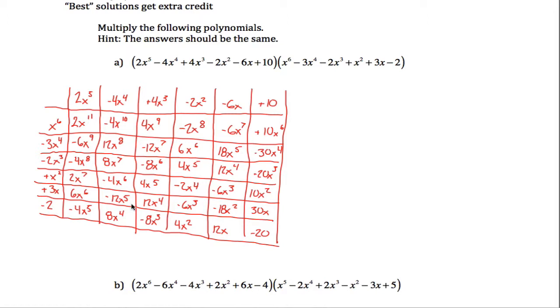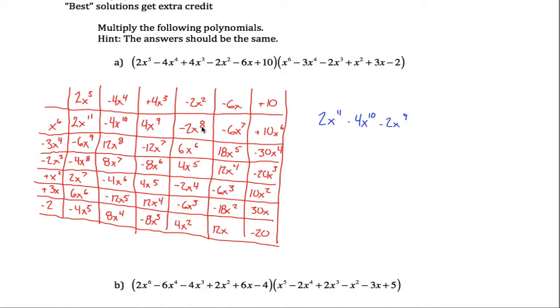Whew. Alright, and then what we have to do is combine all like terms, where we have our 36 things all getting added together. We only have one term raised to the 11th power: 2x to the 11th. Only one term to the 10th power: negative 4x to the 10th. To the 9th power, we have this one and this one, so negative 6 and positive 4 gives you negative 2x to the 9th.